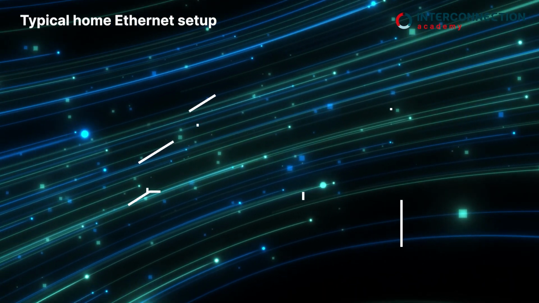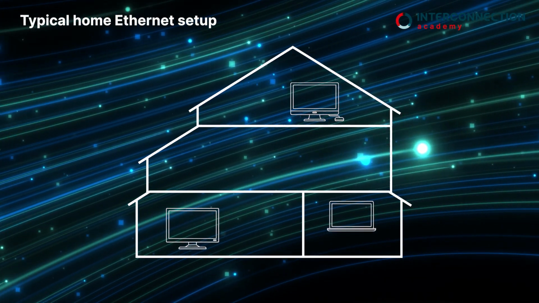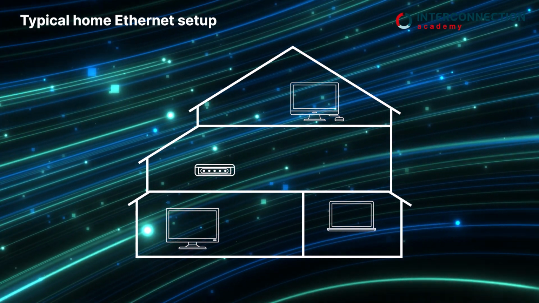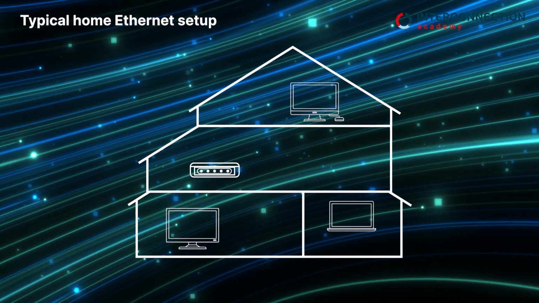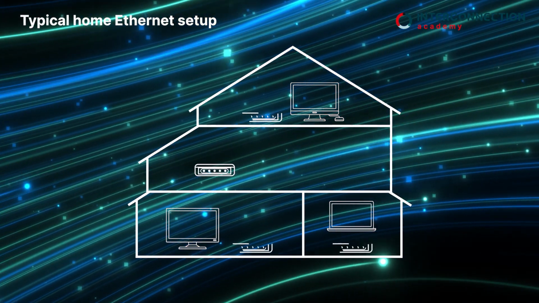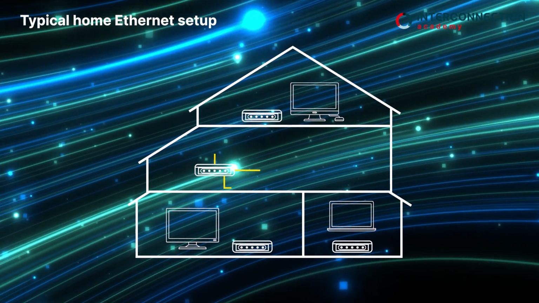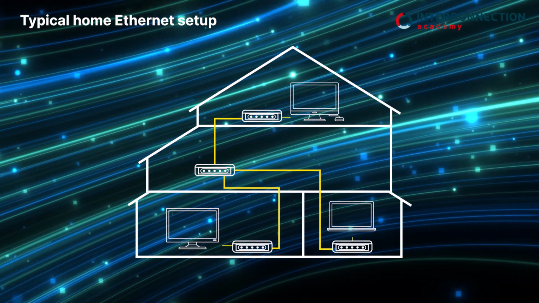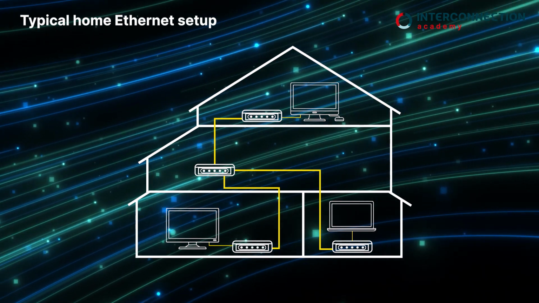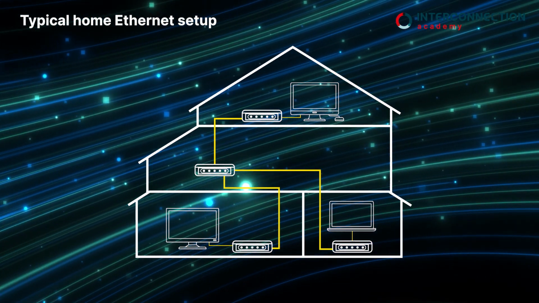Now, let's explore a typical Ethernet network found in homes or small offices. The network setup typically involves a router that serves as the point of entry for the Internet connection. Additionally, Ethernet switches may be present on each floor, interconnected with cables. In larger offices, additional switches are employed to connect more end devices with Ethernet cables.